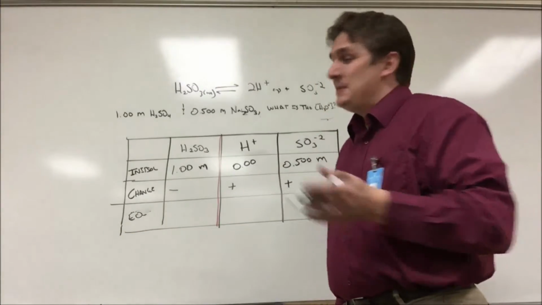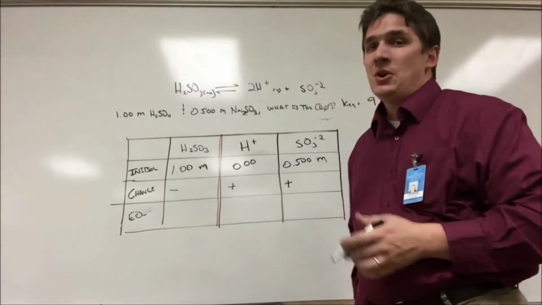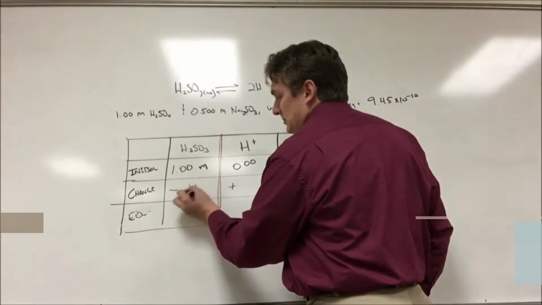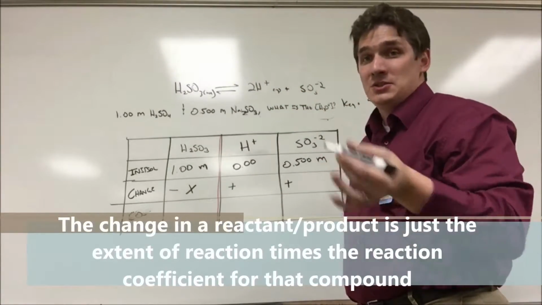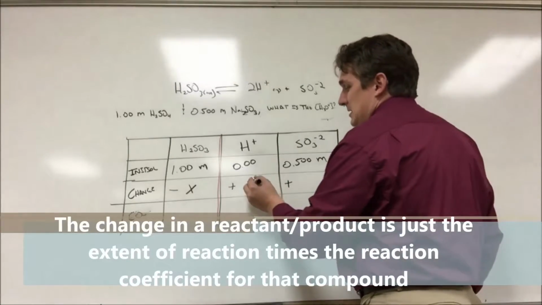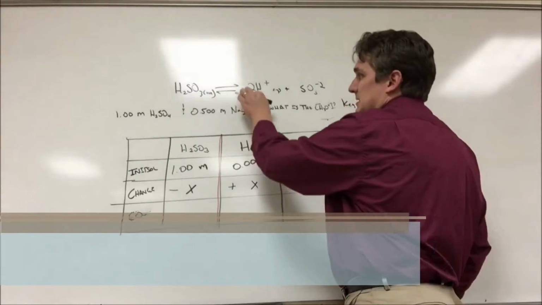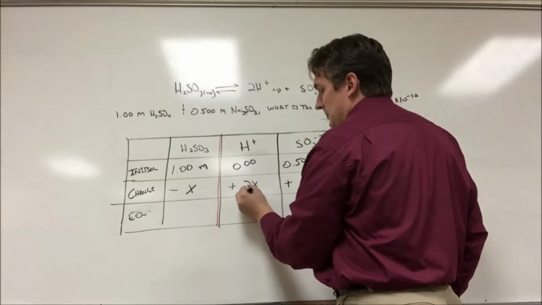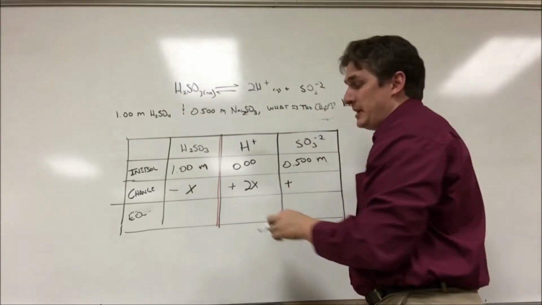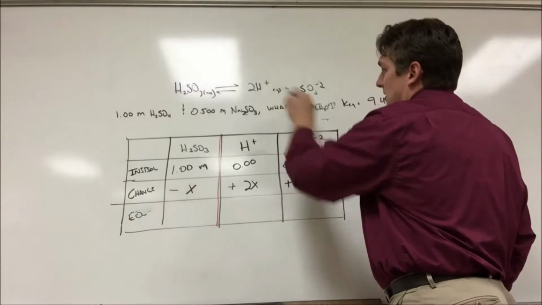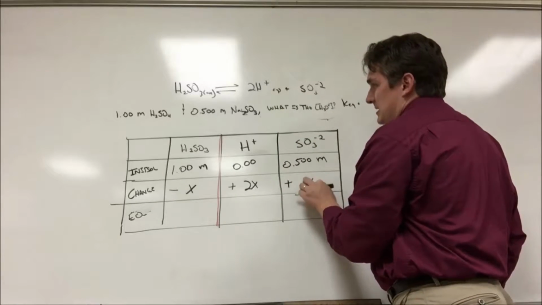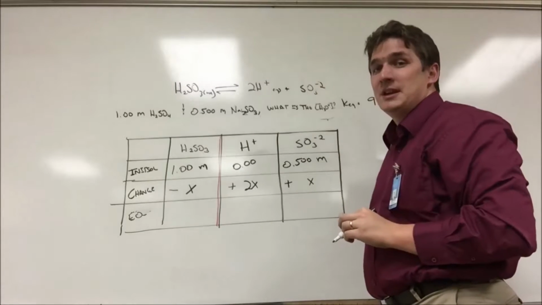Now, if we want to describe the change in H2SO3, all we have to do is take our extended reaction, X, and multiply by our reaction coefficient on H2SO3, which in this case is just 1. For H+, it's going to be X times, in this case, 2. So for every mole of H2SO3 that reacts, we produce 2 moles of H+. And our change in SO3 is going to be X times the coefficient, which again in this case is going to be 1.